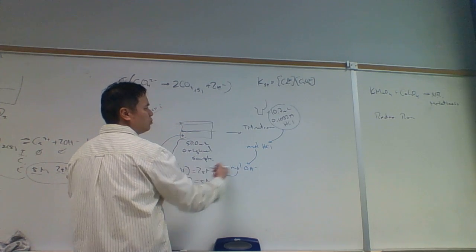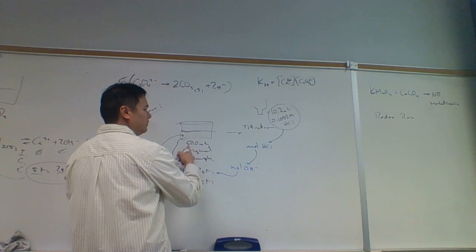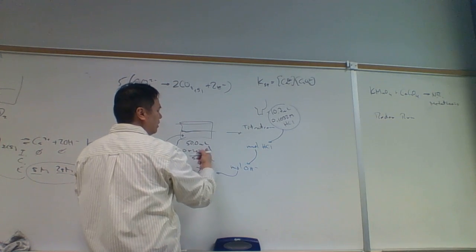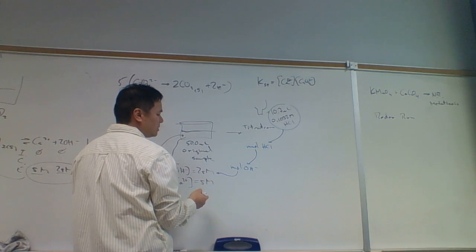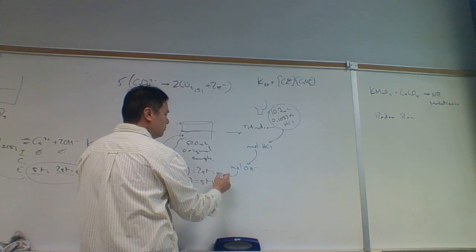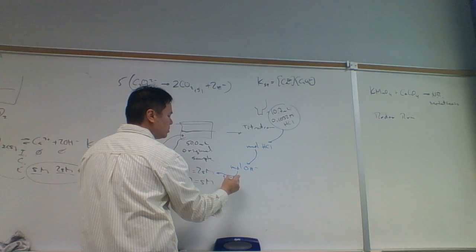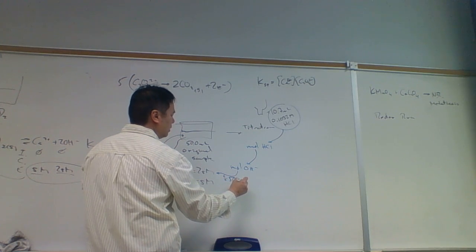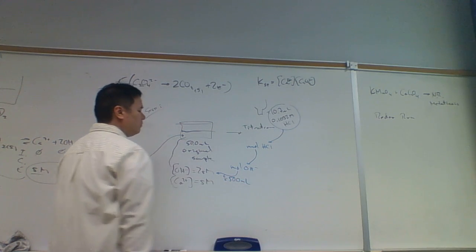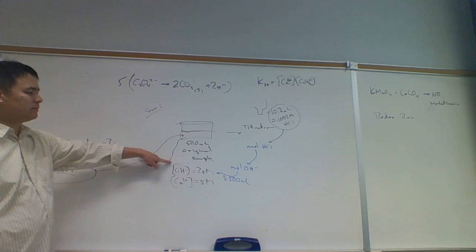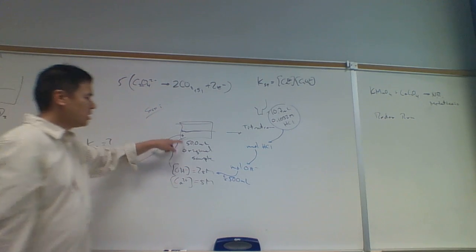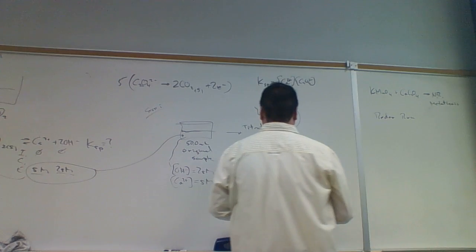But this is tricky because which volume do we use? Do we use the 50, or do we use the 10.7 plus the 50, or 60.7? We can get the molarity of hydroxide by dividing by the original volume, that is 50 milliliters, because all the hydroxide came from this sample. So that's one way.